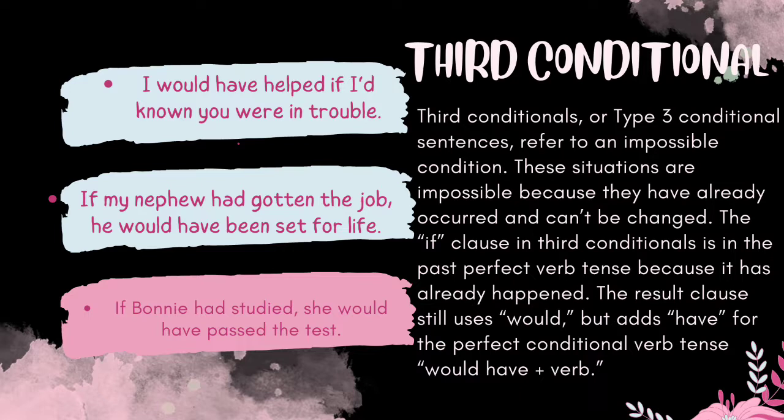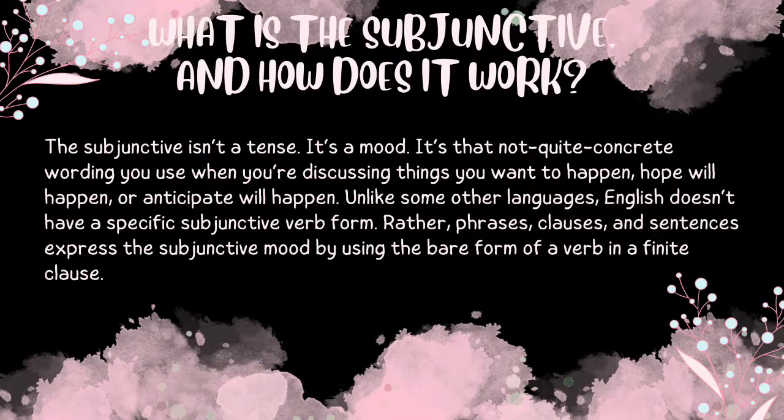So the example for the third conditional is, I would have helped if I had known you were in trouble. If my nephew had gotten the job, he would have been set for life. And the last is, if Bonnie had studied, she would have passed the test. So that is some example for the third conditionals. Okay, that's all about the conditional.